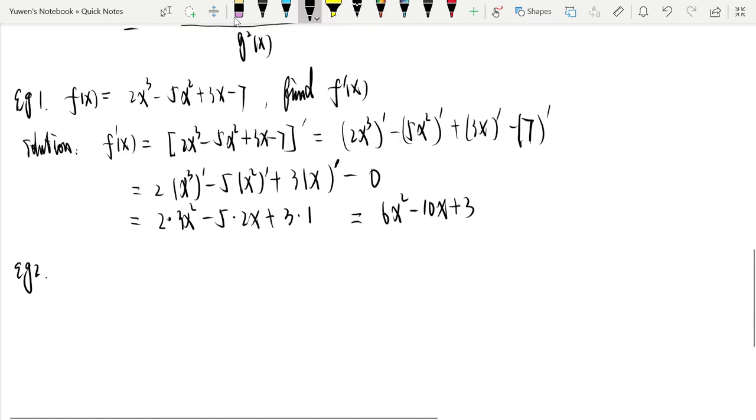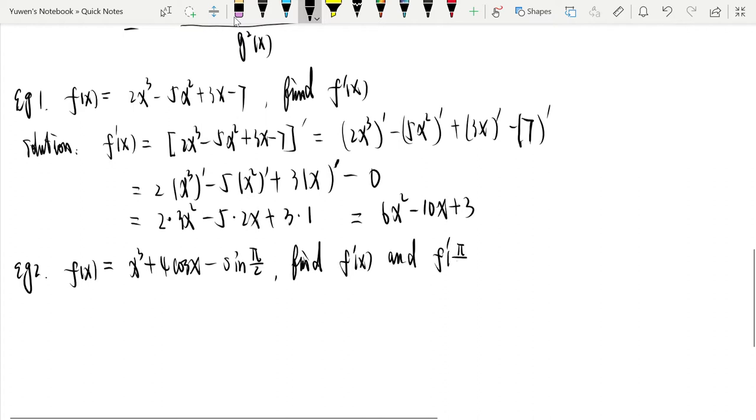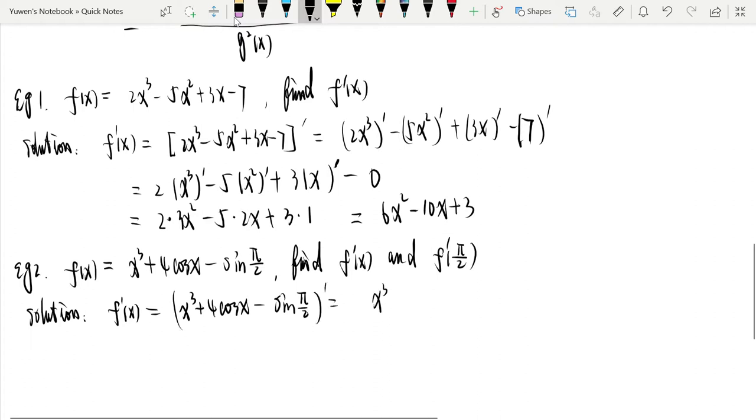The second example, that is, if f(x) is x cubed plus 4 cosine x minus sine pi over 2. Find the derivative of f(x) and the derivative value at pi over 2. The solution is the derivative of f(x), that is x cubed plus 4 cosine x minus sine pi over 2. The derivative, that is the derivative of x cubed plus 4 times the derivative of cosine x minus the derivative of sine pi over 2.